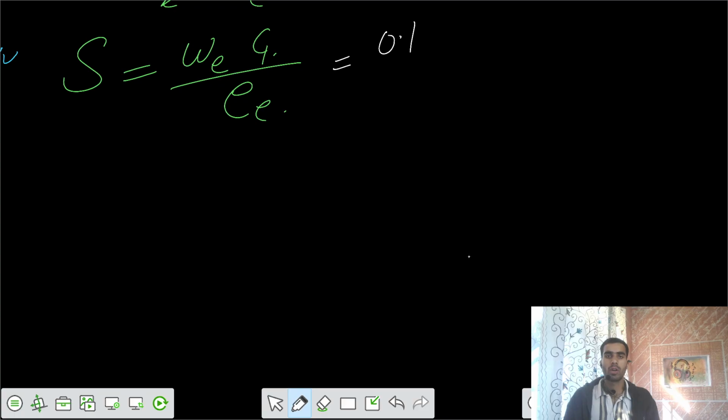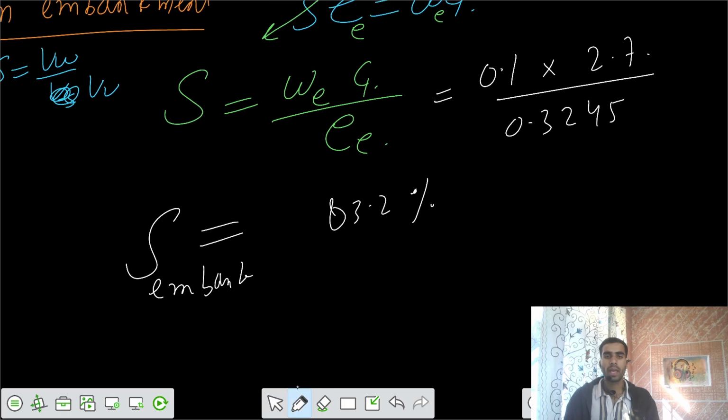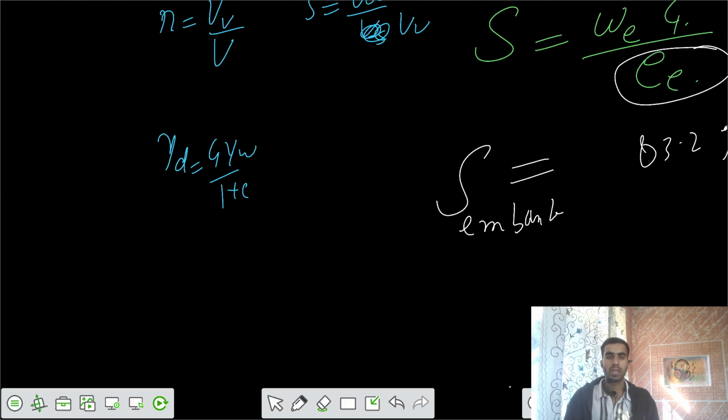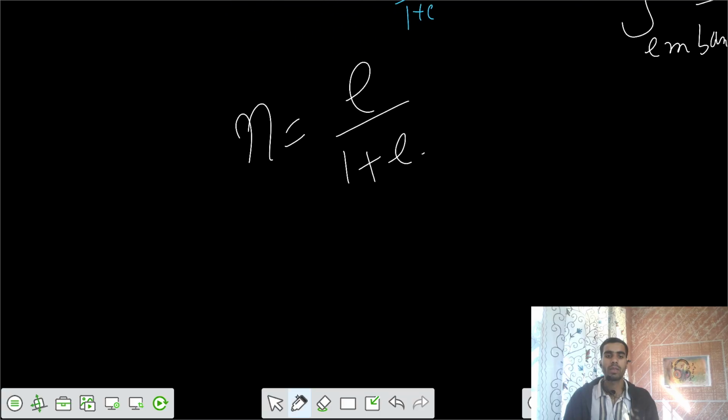So 0.1 is the water content, G is 2.7, and void ratio is 0.3245. Your saturation in the embankment is actually how much? 83.2%. And once I know the value of e, can you get the value of porosity? Porosity can be solved as e divided by 1 plus e. That is actually volume of voids by total volume.